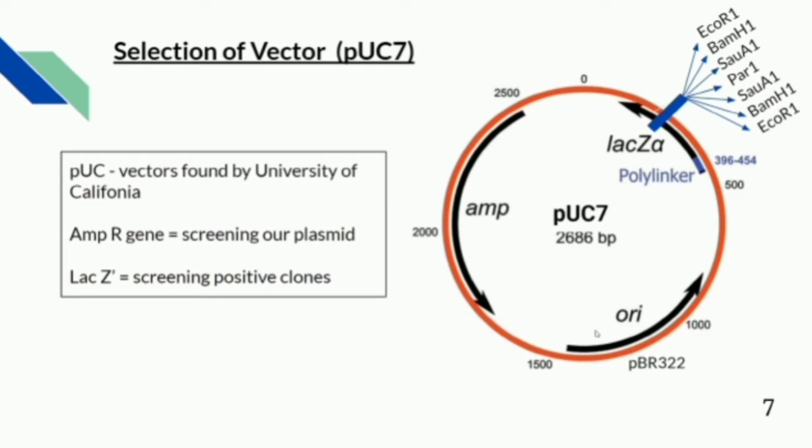ampicillin resistance gene and ORI to initiate replication. We exploit the EcoRI site for cloning, thus it replaces the portion of lac gene with our gene of interest and therefore is called a replacement vector. Multiple cloning site contains restriction sites of enzymes EcoRI, BamHI, SalI and PstI.